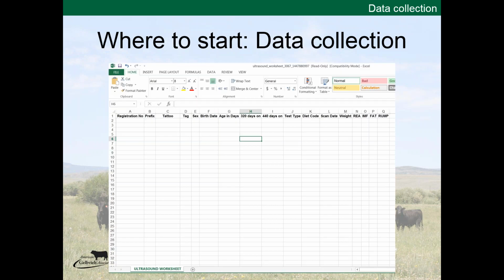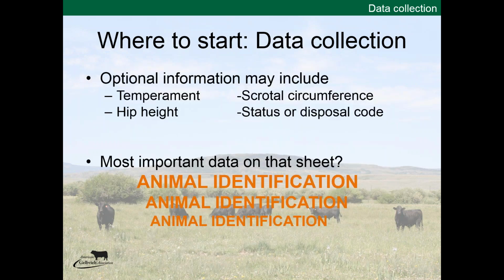As we can see, if we go back, there's a lot of important must-have information, specifically like the weight, ribeye area, IMF. That kind of thing is must-have information. And then a lot of the times there will be optional information on those sheets. I think the Gelbvieh one has temperament, hip height, scrotal circumference, status or disposal code. Those kind of things are just repeated records that we like to see sometimes if you have extra time to put those on.